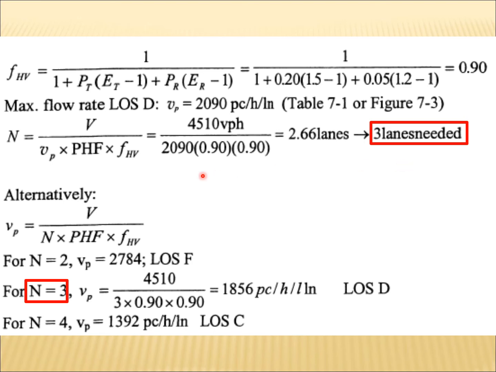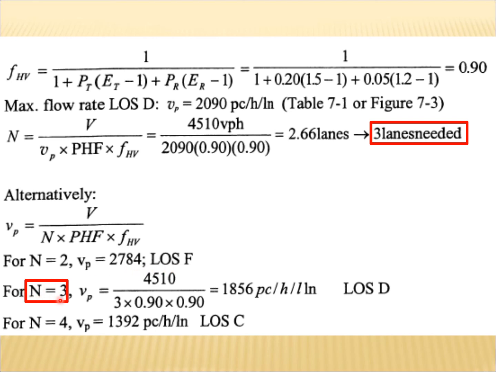We can solve this question alternatively like that. We know this formula for V sub P. You can write the formula, and if we consider n equal to 2 in this, you would find V sub P equal to 784, and corresponding to that the level of service is F.